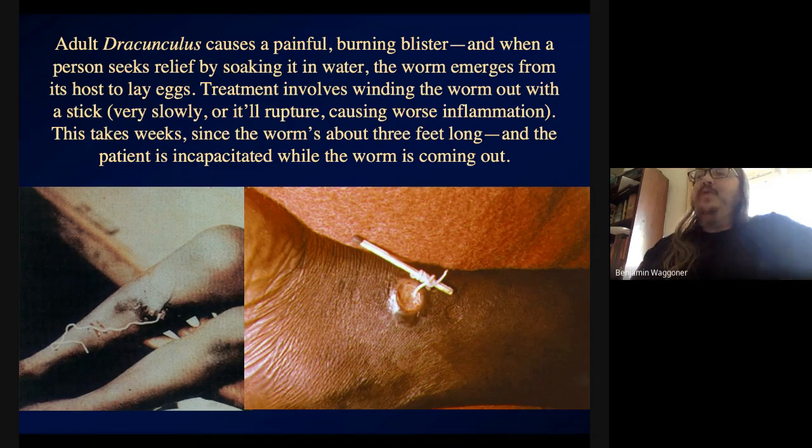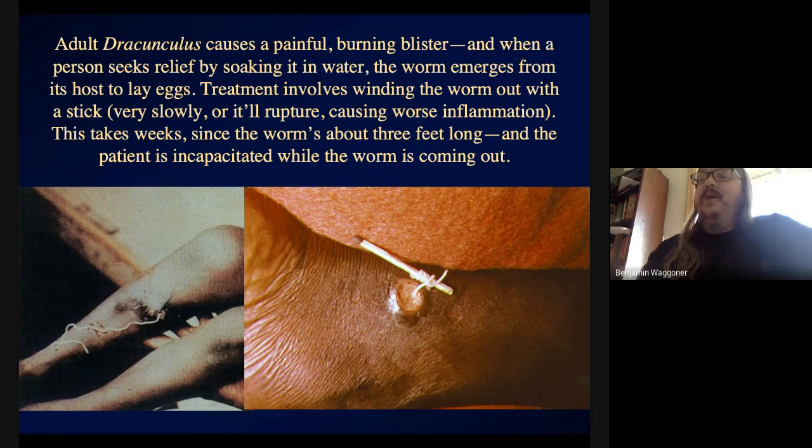Treatment involves winding the worm out with a stick. You can see this clearly on the right. That's a matchstick that has to be turned very, very slowly. You don't want to tear the worm because that will trigger an allergic response and trigger worse pain and inflammation. So you might only be able to turn that stick maybe half a turn a day or something like that. And since the worm is 3 feet long, this can take weeks to get the worm out of the body.